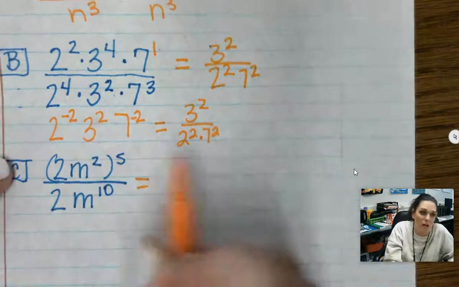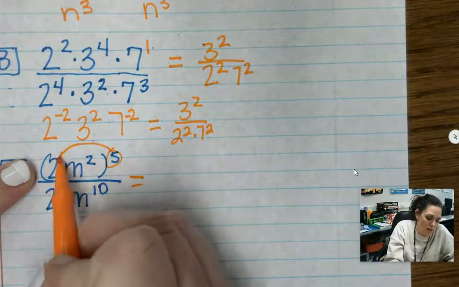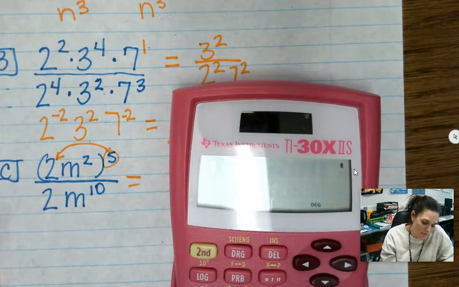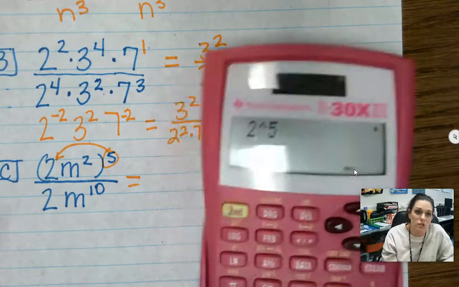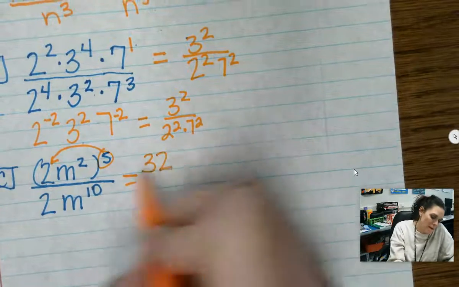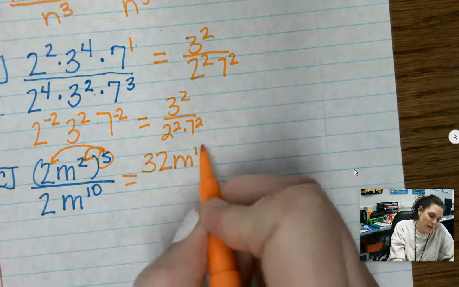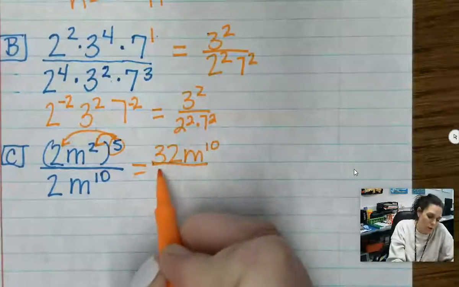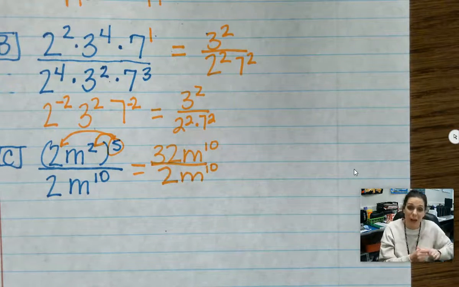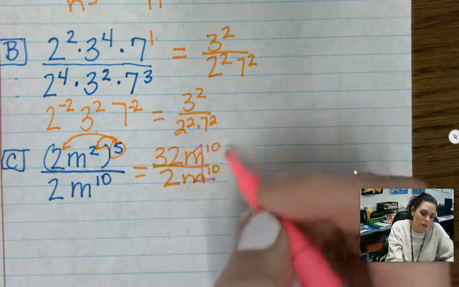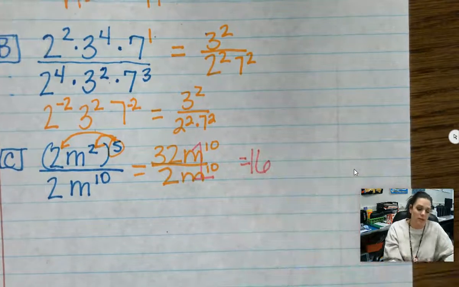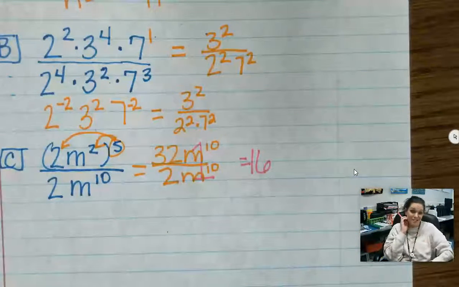Here I have to get rid of this. I need to make sure this 5 went to my 2 as well. So you should have not just done 2 times 5, and you should not have just left it as 2. We should have done 2 to the 5th power, which would have equaled 32. Then this 5 then applies to the m to the 2, so we should have had m to the 10th. And that would have been over 2m to the 10th. We would have then seen that both of our m to the 10ths cancel to be the number 1. So that's gone. And then we would have simply seen that 32 divided by 2 is 16. And that's our final answer, 16.